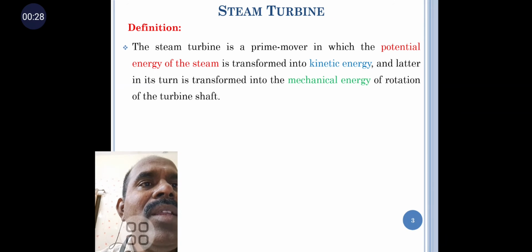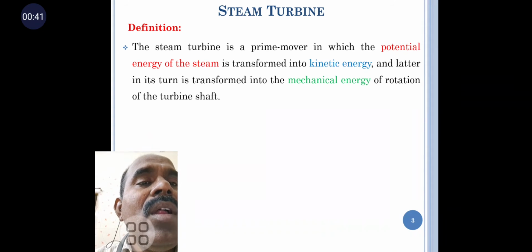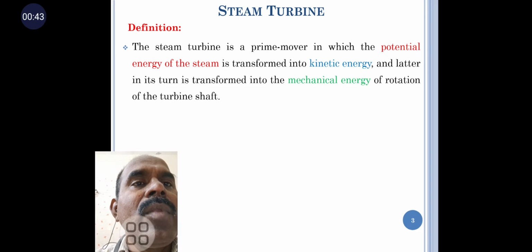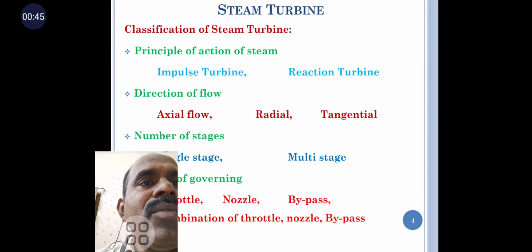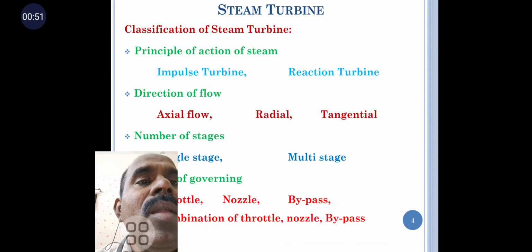Next, the turbine is defined as a prime mover in which the potential energy of the steam is transformed to kinetic energy. Later, it is transformed to the mechanical energy of the rotation of the turbine shaft. In the classification of steam turbines, based on the principle of action of steam, there are impulse turbines and reaction turbines.